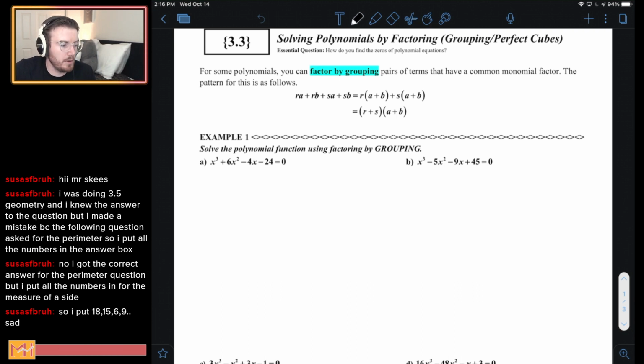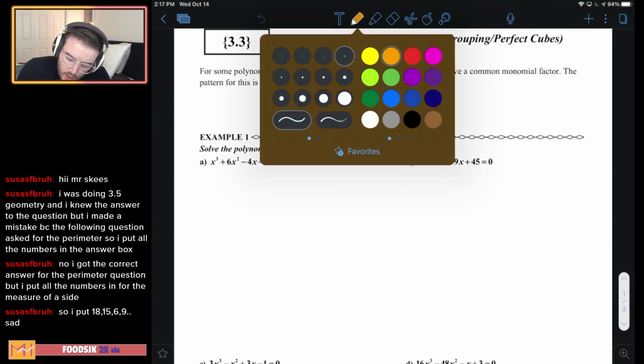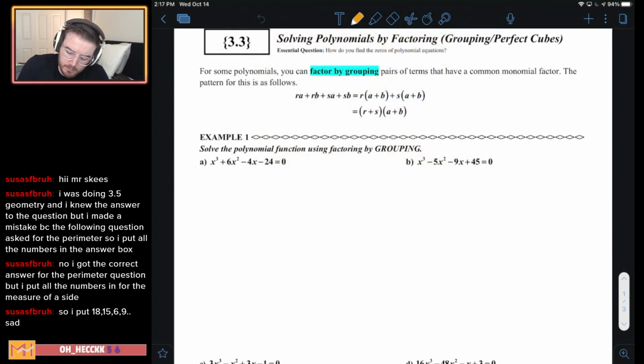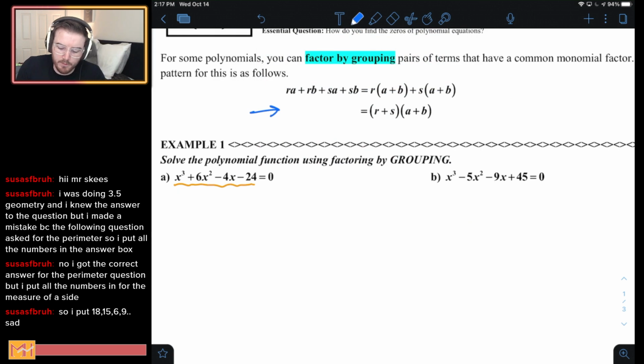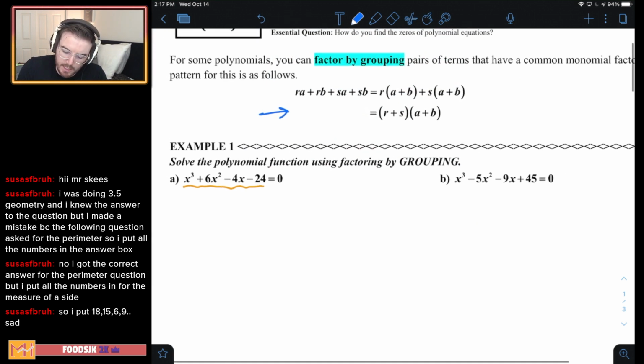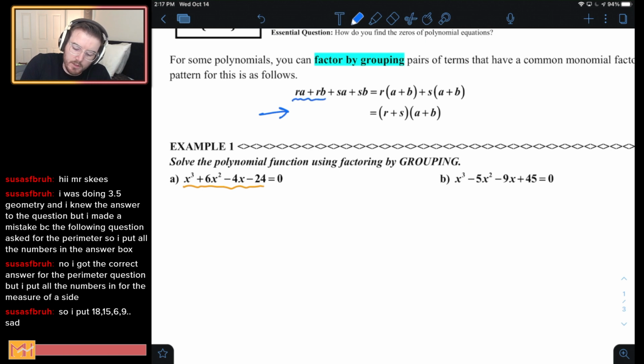Solving polynomial equations. We're still solving polynomial equations. But something to note, something of interest, is there are 4 terms now, right? We're looking at something like so. There are 4 terms. And what this example is trying to show you here is that the first 2 terms should have something in common. And the second 2 terms will have something in common, okay?